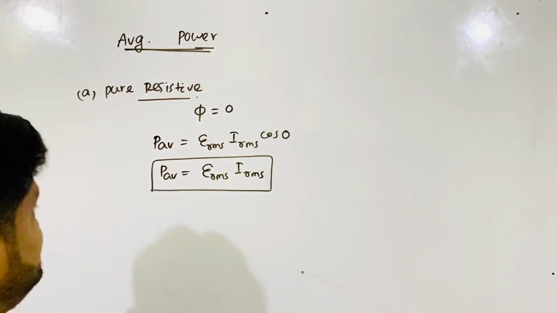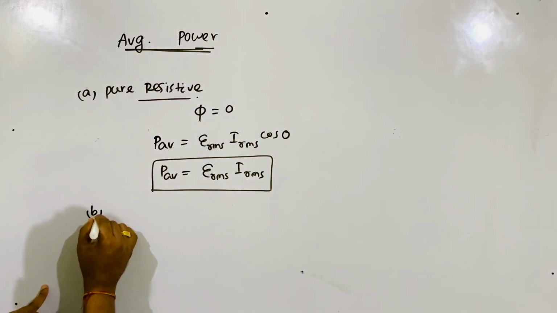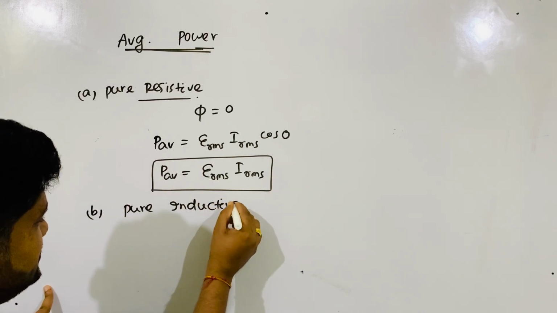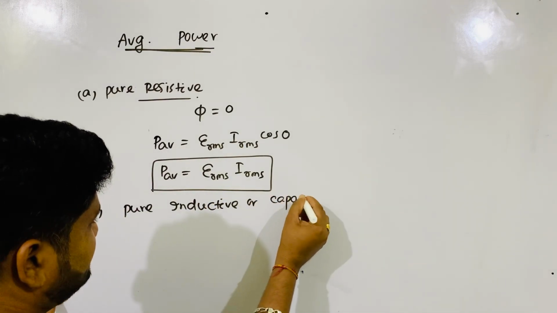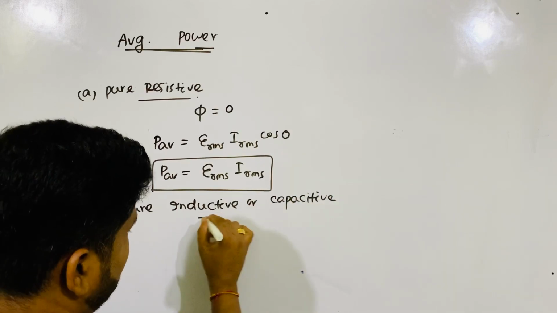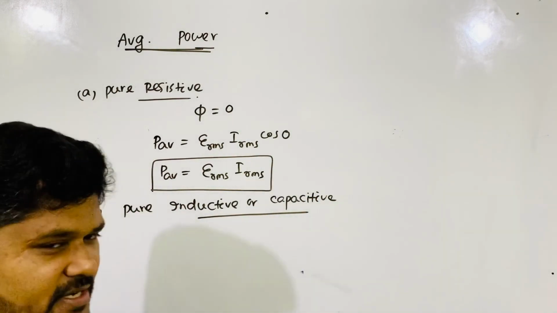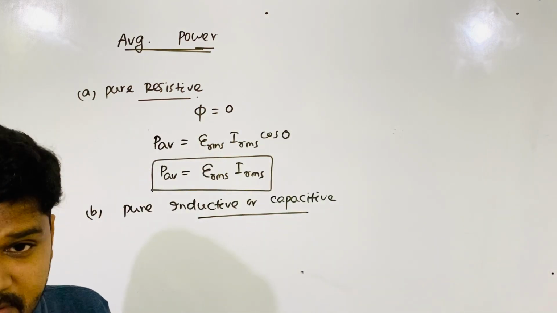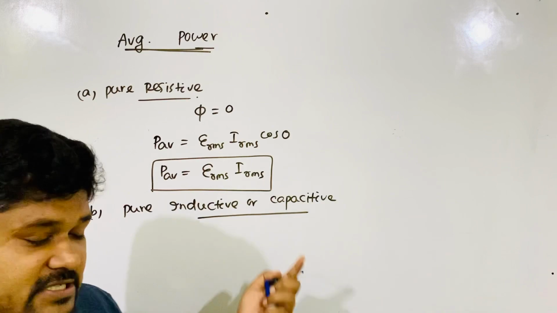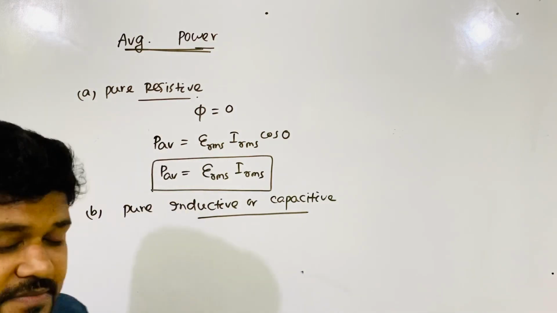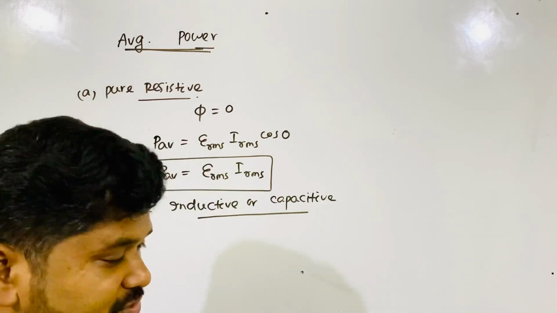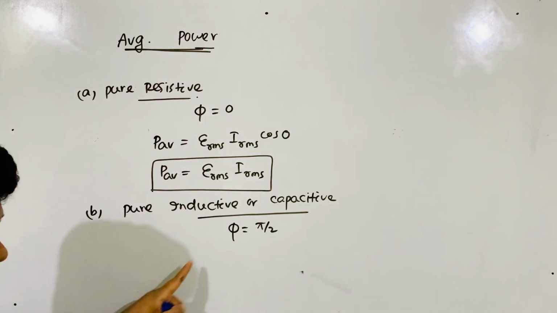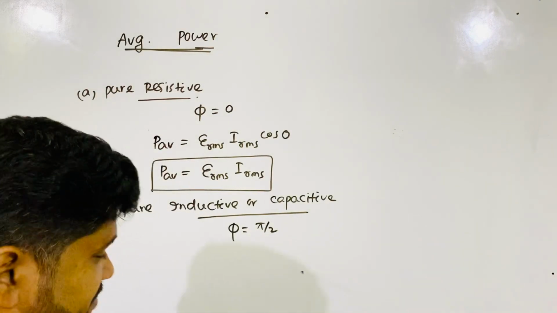So now let's come to the next case. Pure inductive or capacitive, or both, I want to discuss. Why? Because the phase difference between current and voltage is plus pi by 2 if inductive, minus pi by 2 if capacitive, but in magnitude it's pi by 2. So the phase difference is pi by 2. Have you remembered this? This knowledge is most required here.